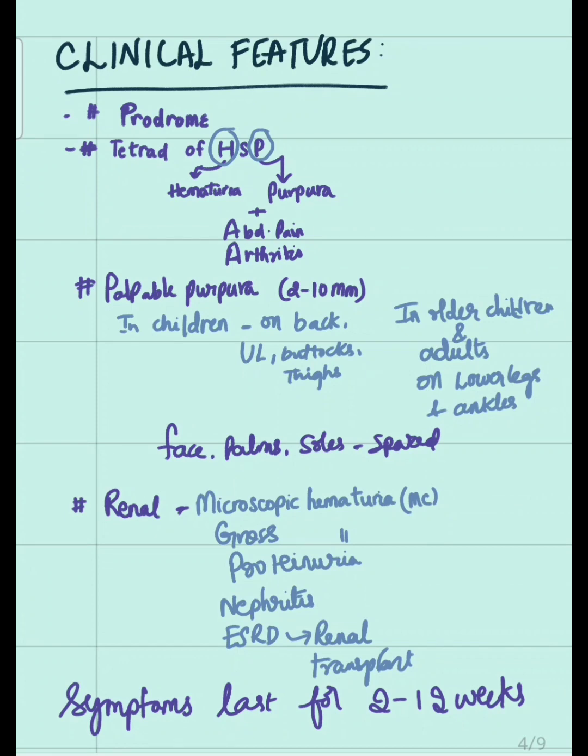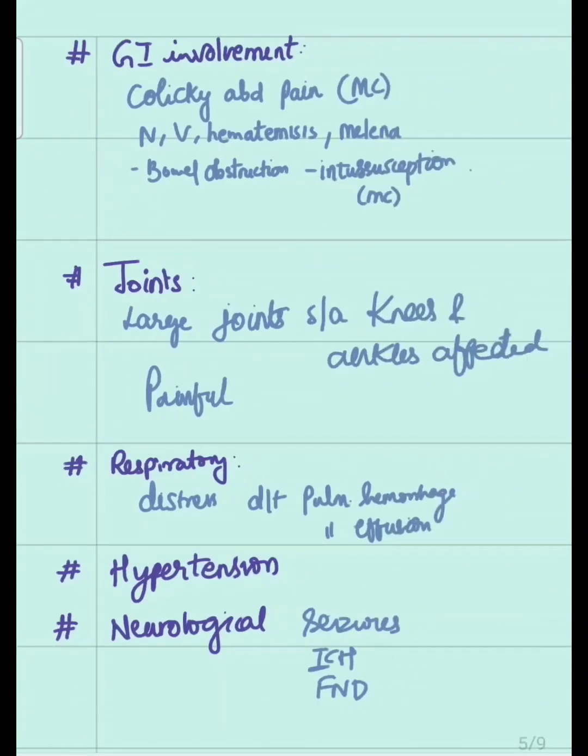Nephritis is most commonly a complication seen in children and it develops within 3 months but is usually preceded by cutaneous lesions. Of these, 3% may develop end-stage renal disease requiring a transplantation. Usually, the cutaneous symptoms will last for 2 to 12 weeks.